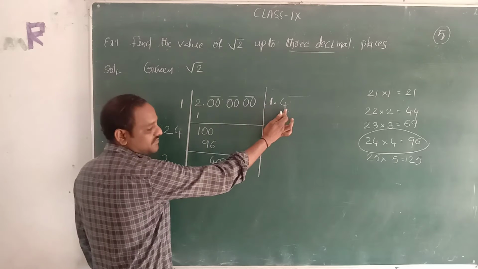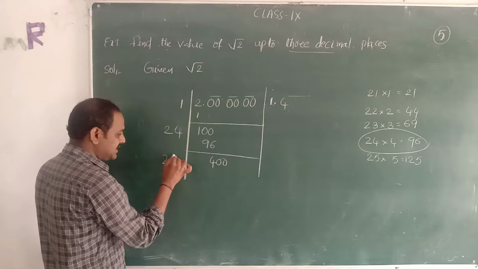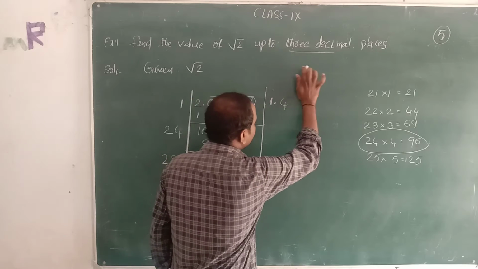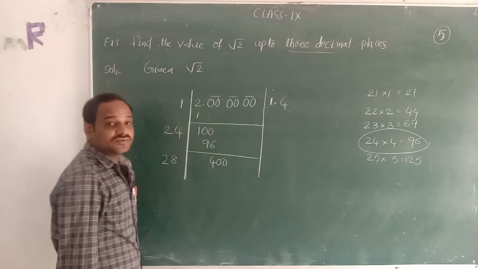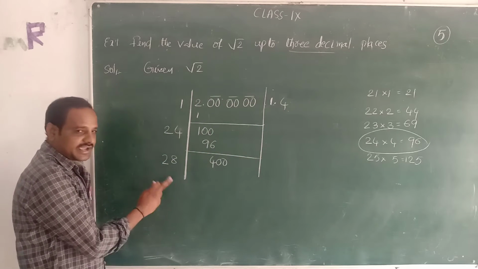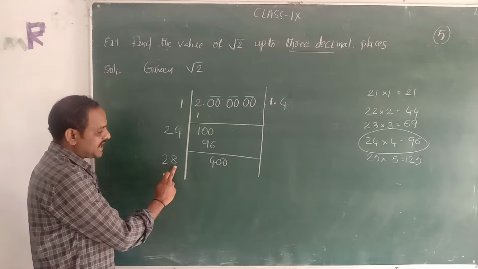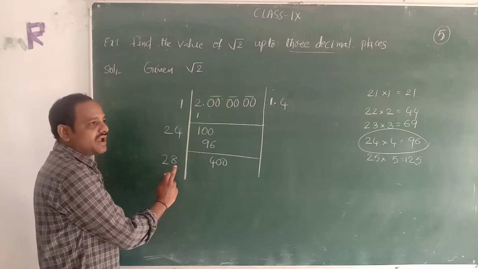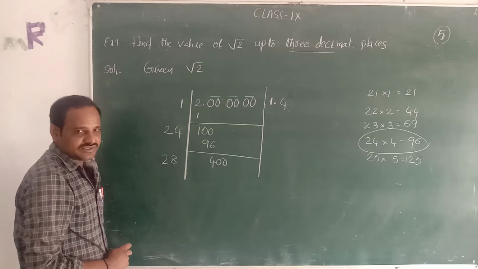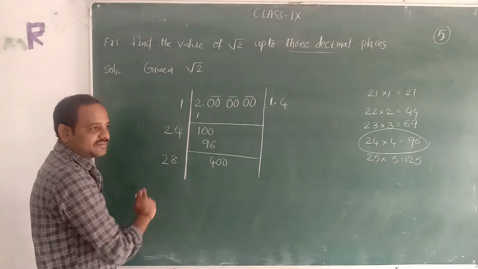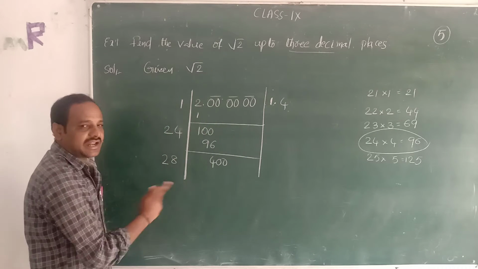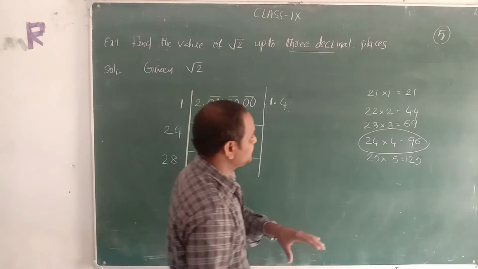Now 24 plus this 4. How much we will get? 28. 24 plus that 4, how much we will get? 28. So now again same process. 28 here if you take 1, 281 1 times we have to check. 282 2 times. 283 3 times, like that. Okay.